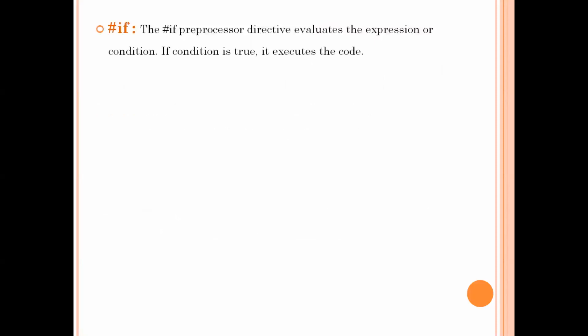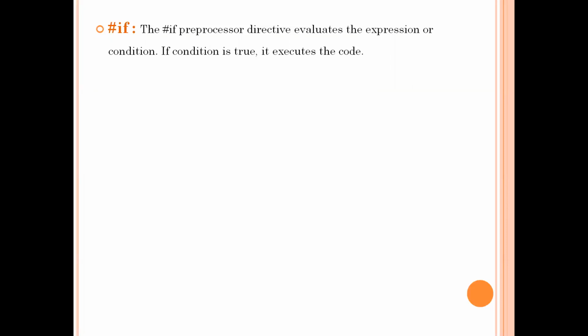This #if preprocessor directive is used for checking a condition. For this #if directive, we pass an expression. The preprocessor will evaluate the expression. If that expression evaluates to true, then whatever block follows this #if will be executed. If that condition evaluates to false, then that if block will simply be skipped by the compiler.